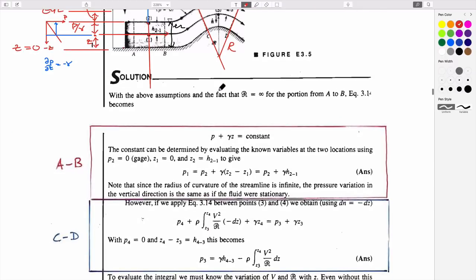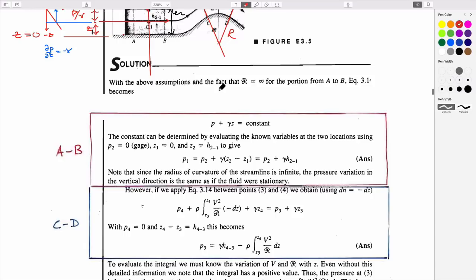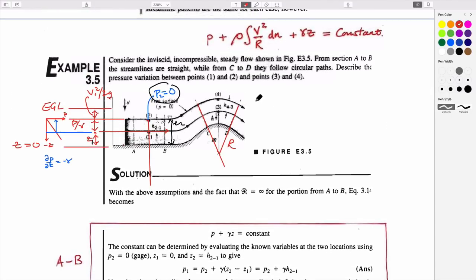They do point 4 on the left-hand side, so let's do it in unison. The pressure at point 4 plus density, integral of the velocity squared at 4 divided by the radius of curvature, dn, plus the unit weight times Z4 is equal to P3 plus the same term, density, integral V3 squared over R dn, plus unit weight times Z3.